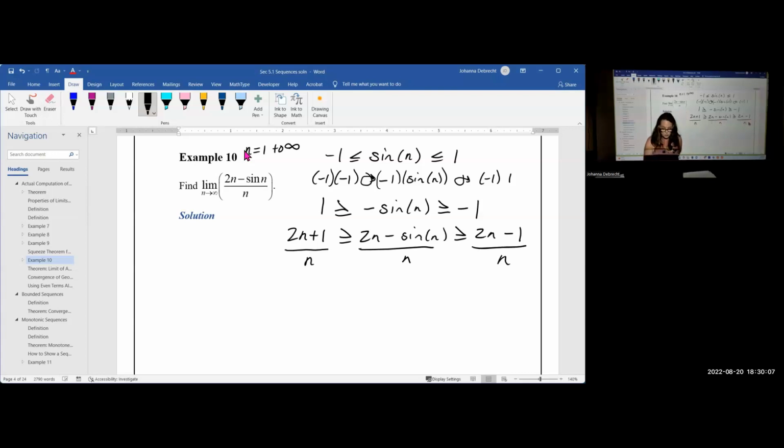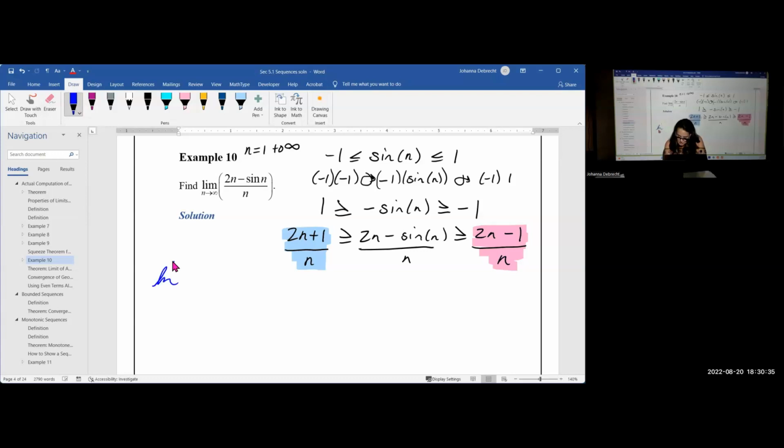And this gives me two functions. I have one on the left highlighted in blue, and one on the right highlighted in pink. And my particular sequence, 2n minus sine of n all divided by n, is between those two. And so then what I can do is take the limit of the sequence on the left and the limit of the sequence on the right and see if they approach the same value.